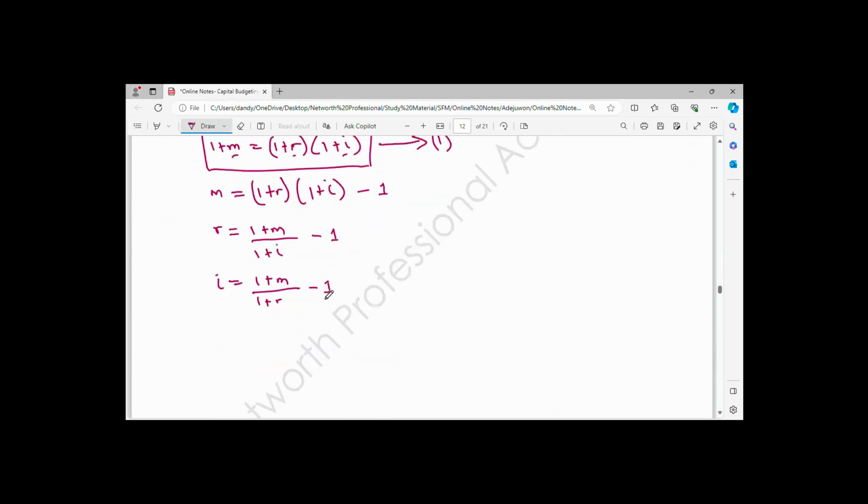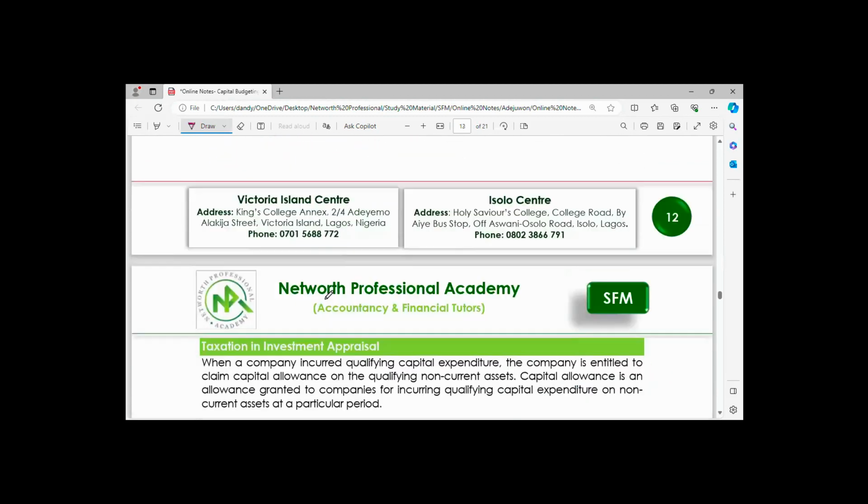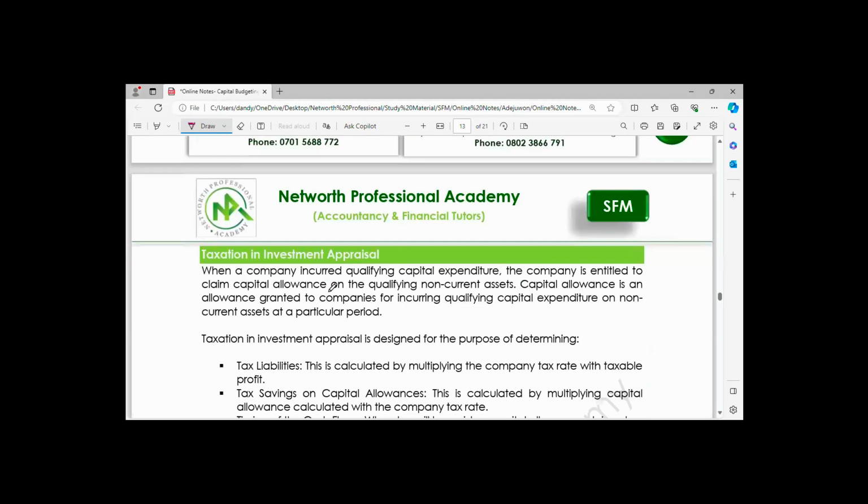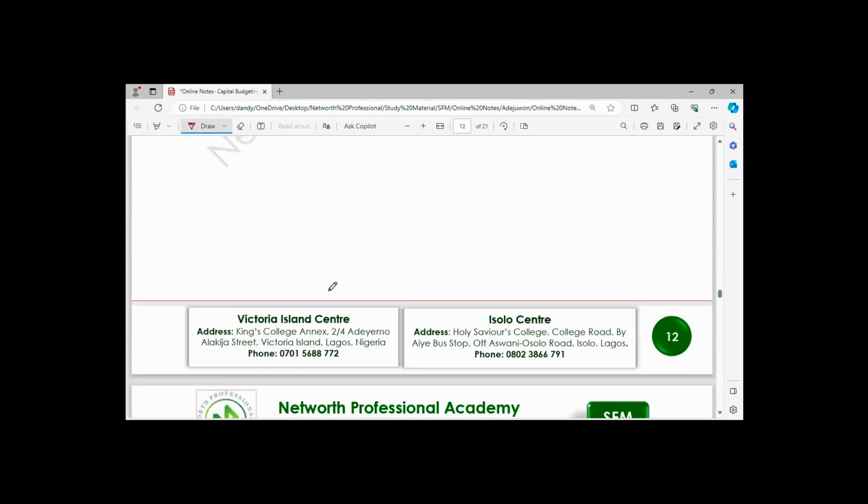Now let's talk about the impact of taxation. Basically, there are three purposes for which a business should consider the impact of taxation in investment appraisal. One is the determination of tax liability.